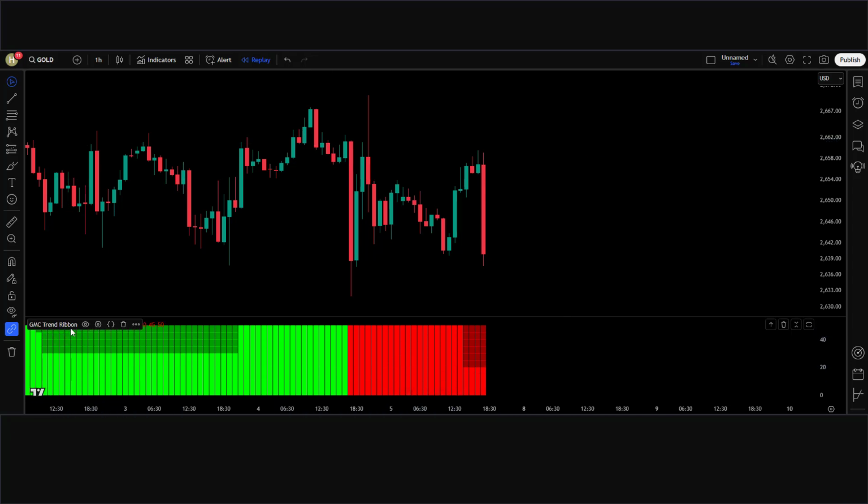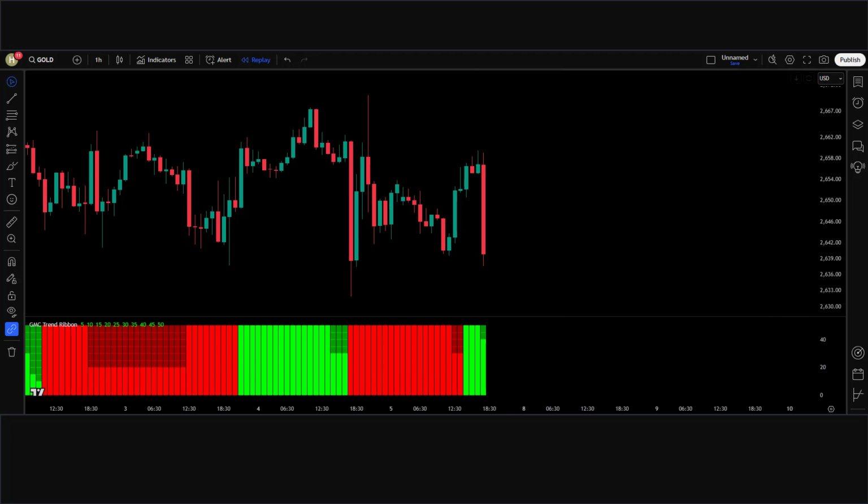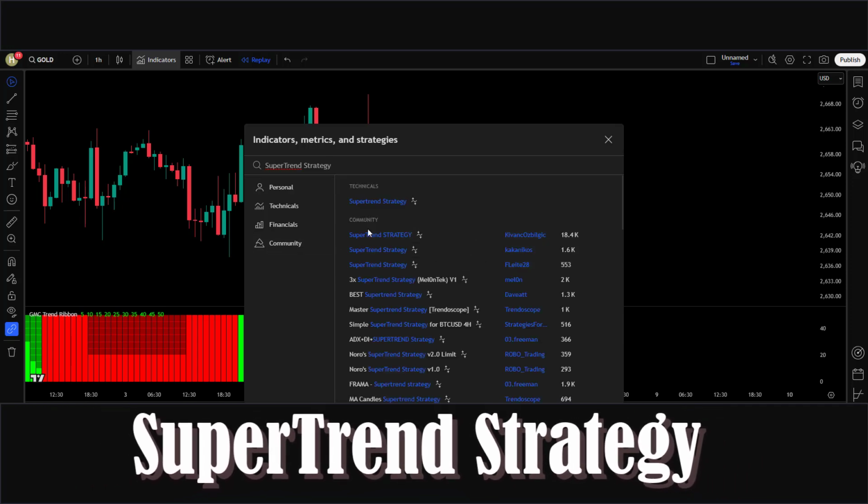Let's change the settings of the indicator. We have to change this ribbon period from 20 to 13. After that we have to apply another indicator on the chart. Second indicator name is SuperTrend Strategy.